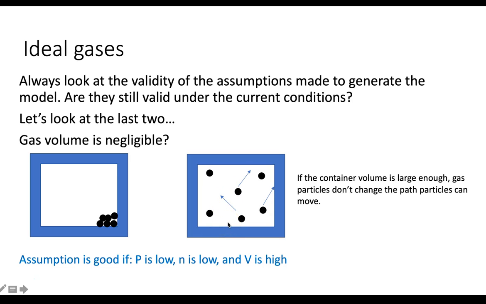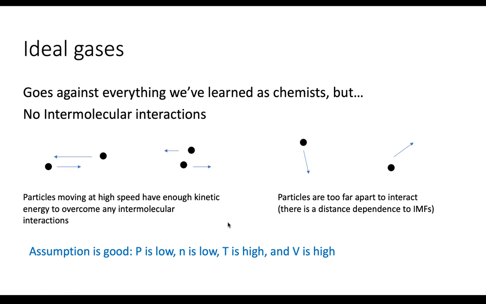So that's kind of the basis behind this, is that if we have a low enough number of gas particles, then the container volume is very large compared to the volume of the gases. So this assumption is good when we have low pressure, high volumes, and low number of gas particles, or N, moles. And then the last assumption was that there are no intermolecular interactions.